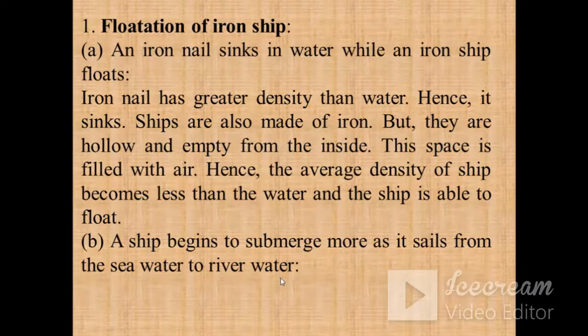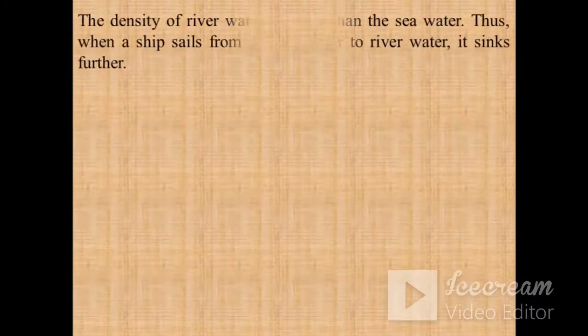As we already know, the density of sea water is much more than the density of river water, owing to the fact that sea water contains more salt than river water. That is why, whenever the ship enters river water, it is submerged more as compared to sea water. Usually in sea water, it is almost on the surface.